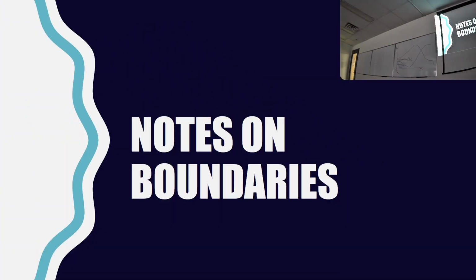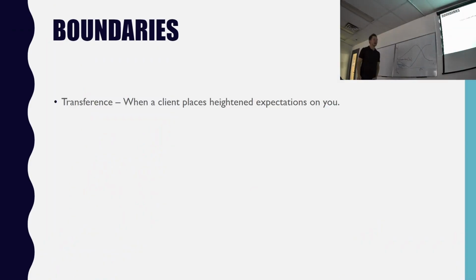Okay. As a reminder, notes on boundaries. We spent an entire 3-hour class on this in ethics, but we'll discuss it very quickly. Remember, there is this thing called transference. That's when a client places heightened expectations on you. By discussing expectations early on, you can deal with this transference. Transference is most easily described as: you are the one who is fixing me. I am giving you the power to fix me. And if I don't get fixed, it's your fault. So that's transference, and you do not want it.